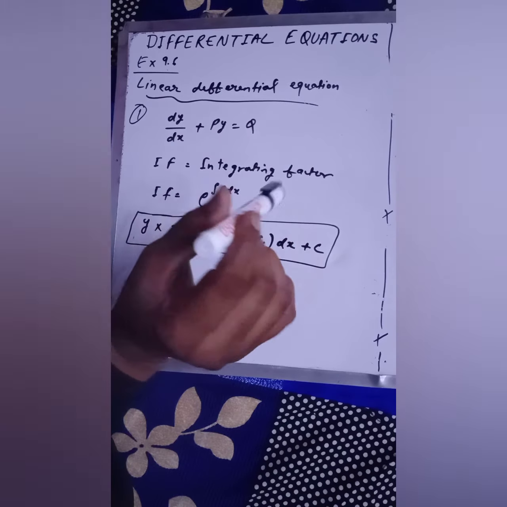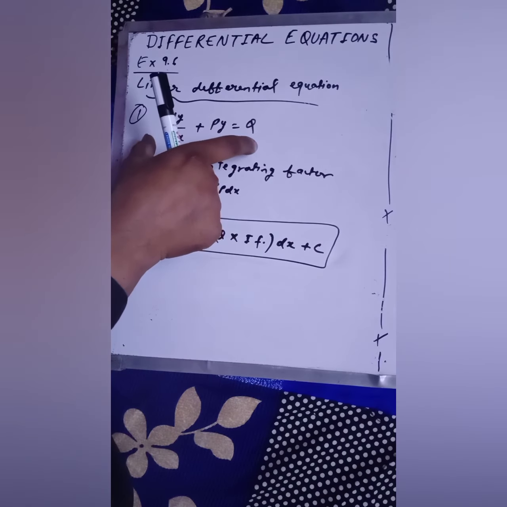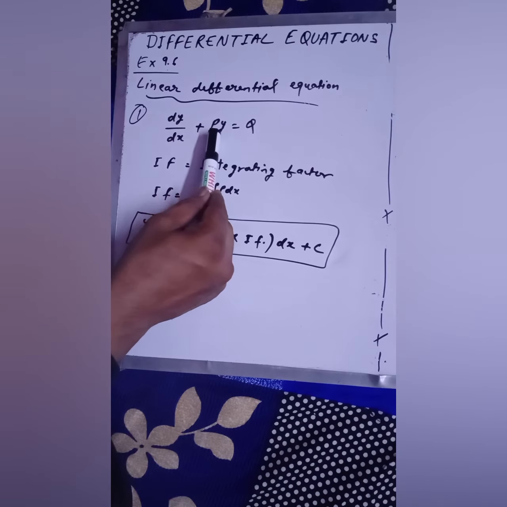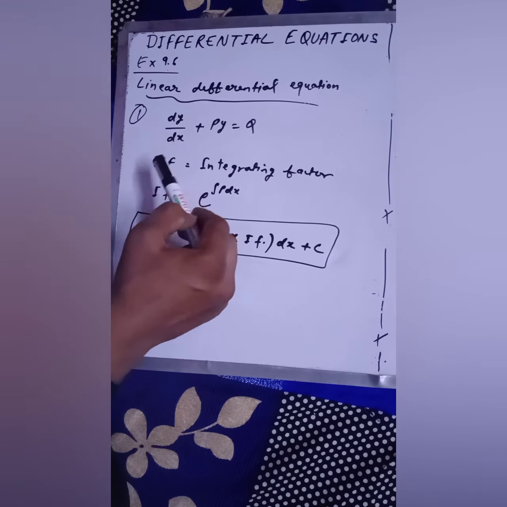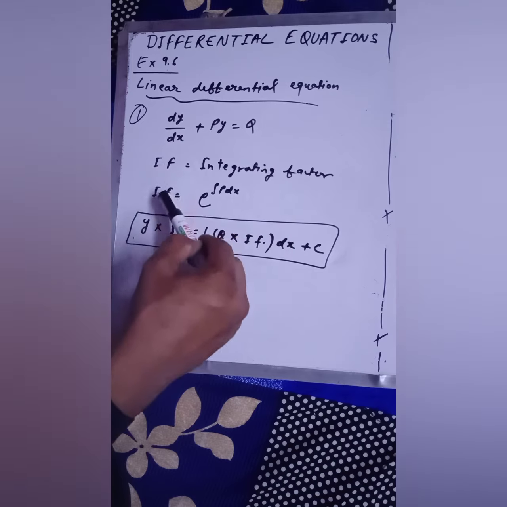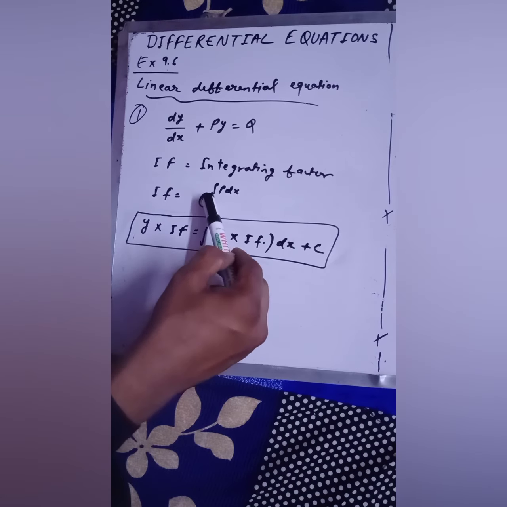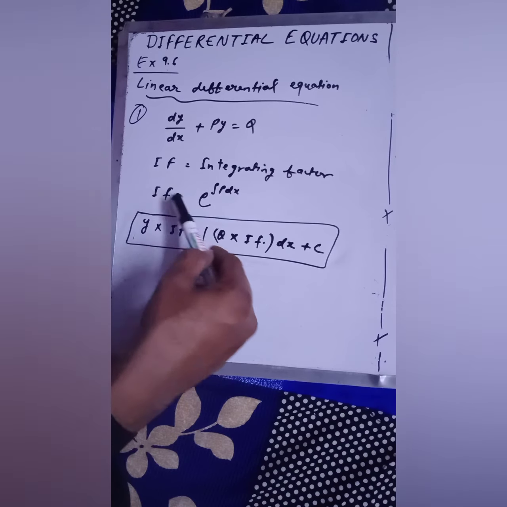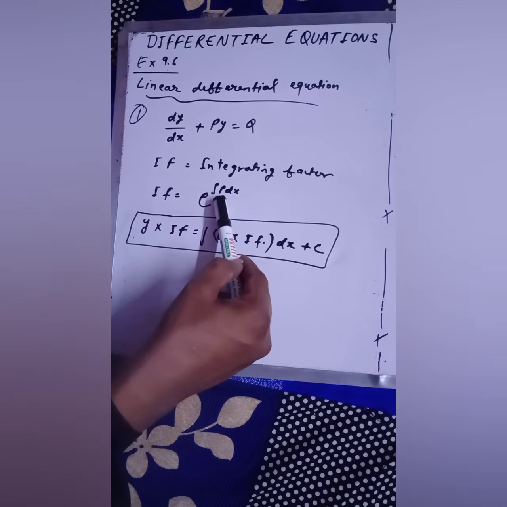So listen carefully. If your equation is in this form, that is dy by dx plus py equal to q, first of all you have to find out IF. IF stands for integrating factor. So your IF would be equal to e raised to power integration p dx. This is a formula which you have to learn. This is the formula of IF, integrating factor.